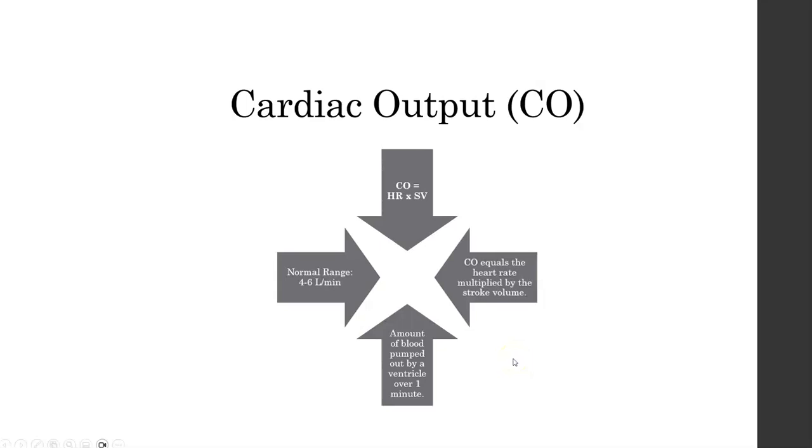Okay, so I know I've talked 5,000 circles about cardiac output, and now here we are. Cardiac output is calculated by our heart rate times our stroke volume. So heart rate times stroke volume equals cardiac output. Cardiac output is the amount of blood pumped out by a ventricle over 1 minute, and our normal range is 4 to 6 liters per minute. So big thing here: heart rate times stroke volume is cardiac output. Normal is 4 to 6.